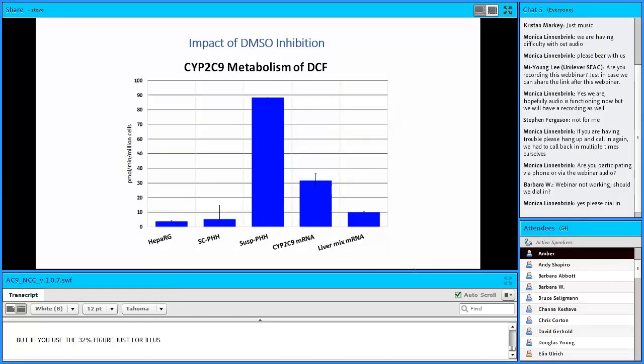This is a graph you've already seen. This was the 2C9 metabolism of diclofenac. So what is 32% inhibition? Because we did this study using 0.5% DMSO, that's the impact that having DMSO in our test system made on that study. So it doesn't completely close the gap between our cell system and suspension hepatocytes, but it definitely makes an impact.